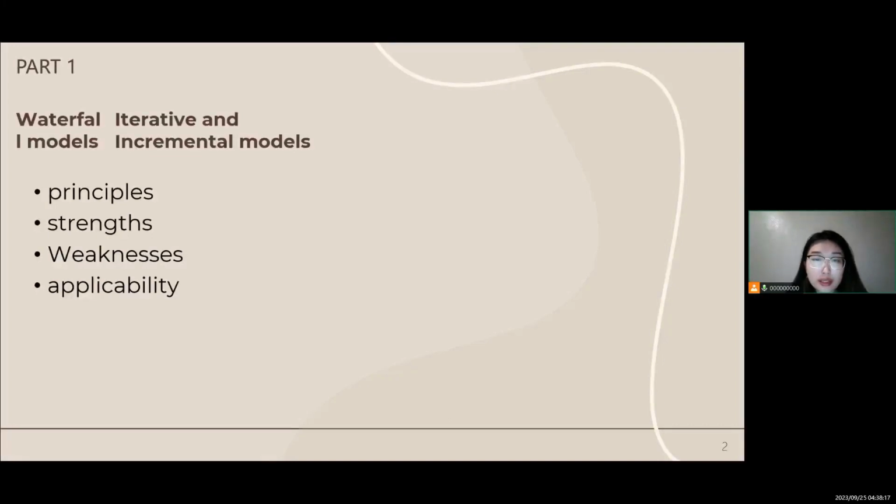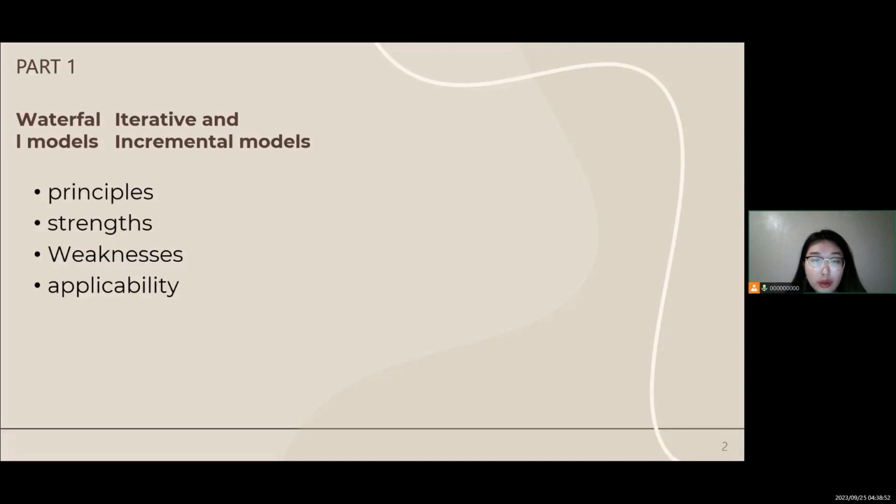Iteration on a smaller undertaking is easier to control and manage than one single large project. Increases job satisfaction of developers as they get to see the fruit of their work earlier. And the next is weaknesses. It can be more expensive than waterfall development as planning and testing are done several times.